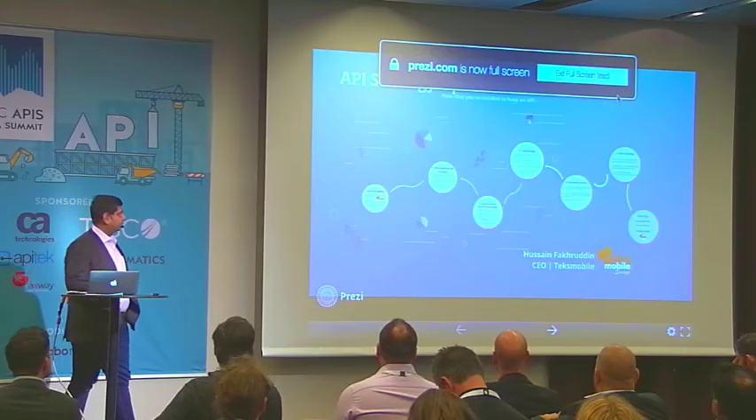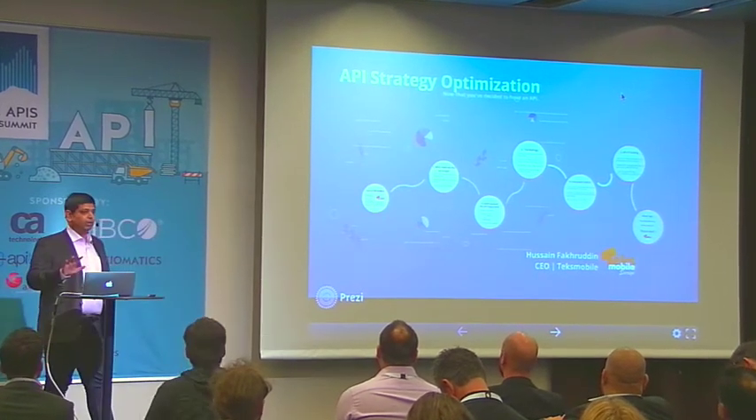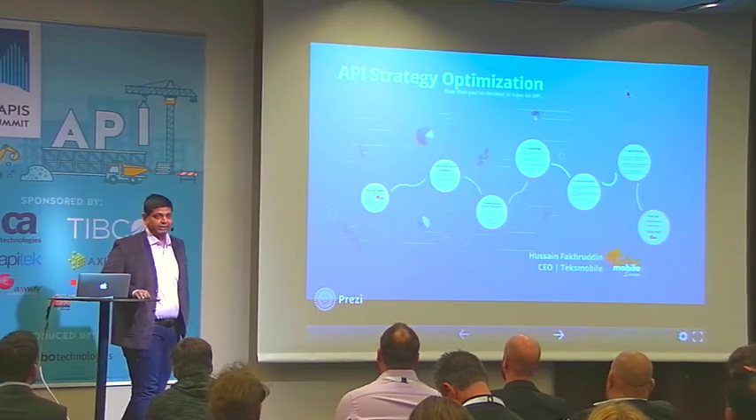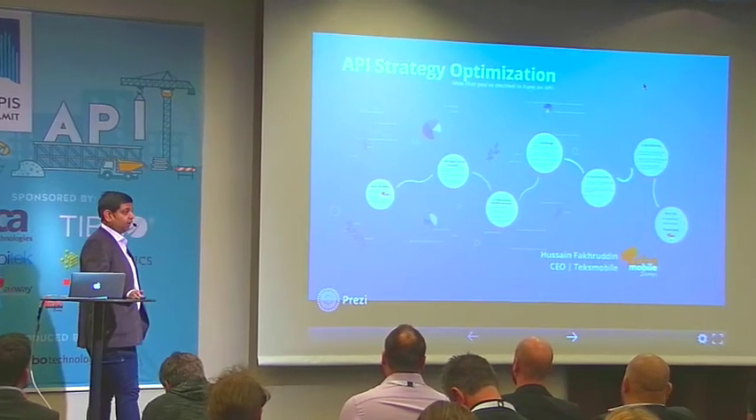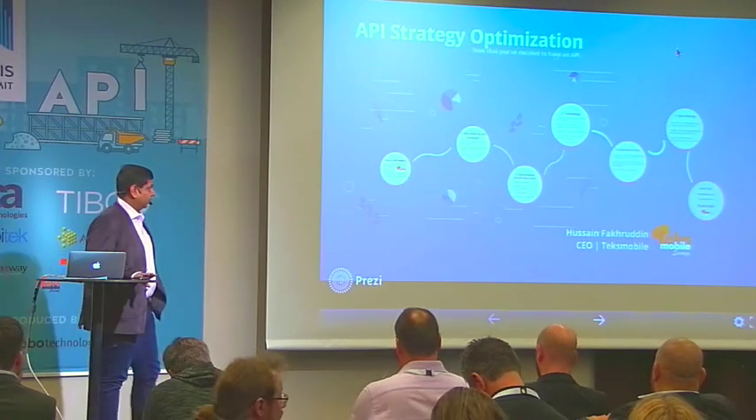So I'm going to talk about mobile strategy optimization. Now that your company or yourself probably have decided that you need an API, what next? How do you go about it? What would be your API strategy? So I would be talking about that.